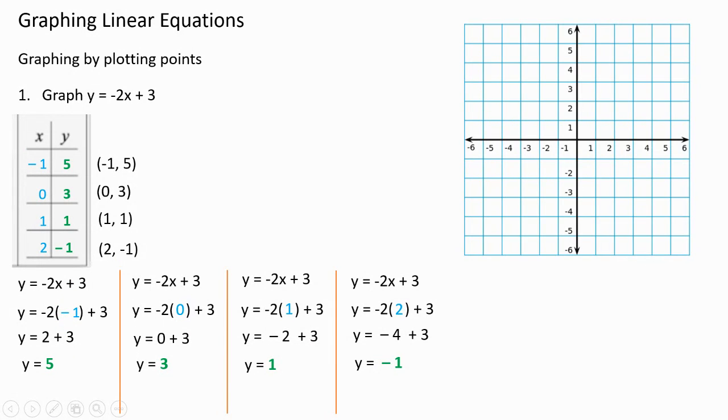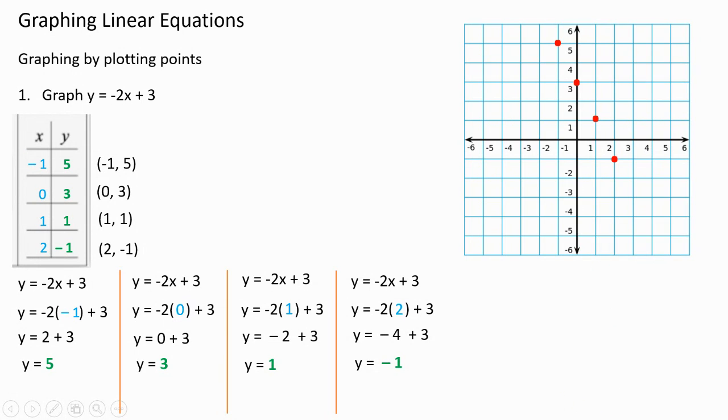So we got negative 1, 5. It's going to be negative 1, and we're going to go up 5, so it's going to be right about there. 0, 3. This is 0 for the x, and we go up 3 for the y, which will be about right there. We have 1, 1, so it'll be here. And we have 2, negative 1, which will be that point right there.